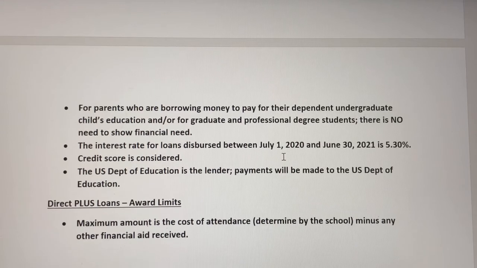And that's it for these types of loans: subsidized, unsubsidized, and PLUS loans. Make sure you know where you might be receiving the money from. Make sure you're aware of when the interest starts being accrued and what the interest rate is.